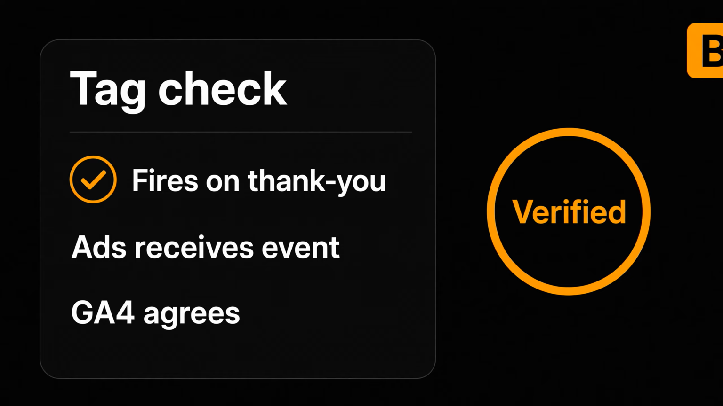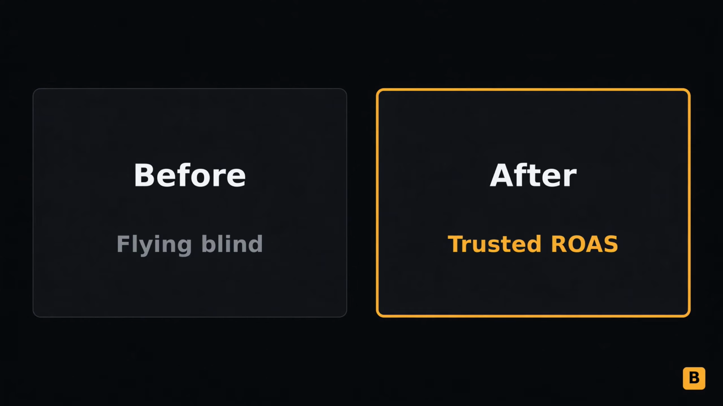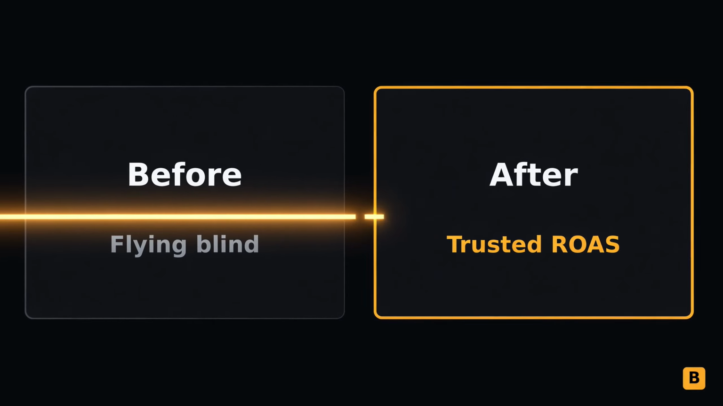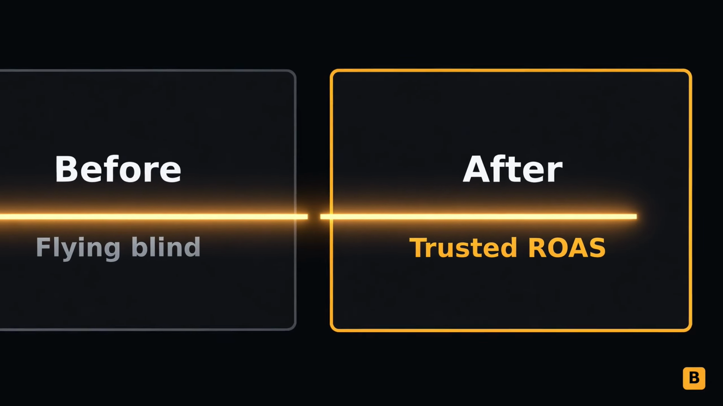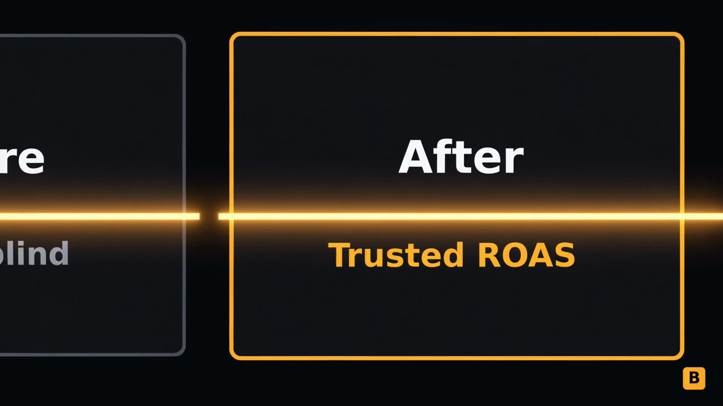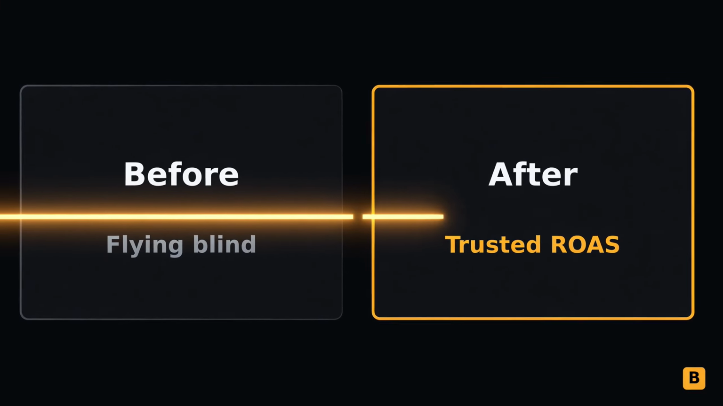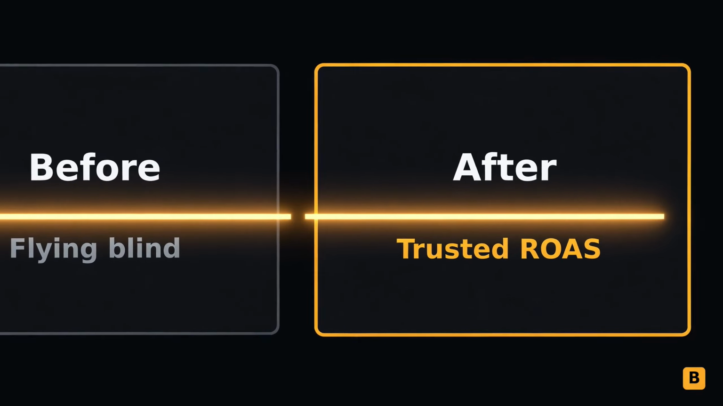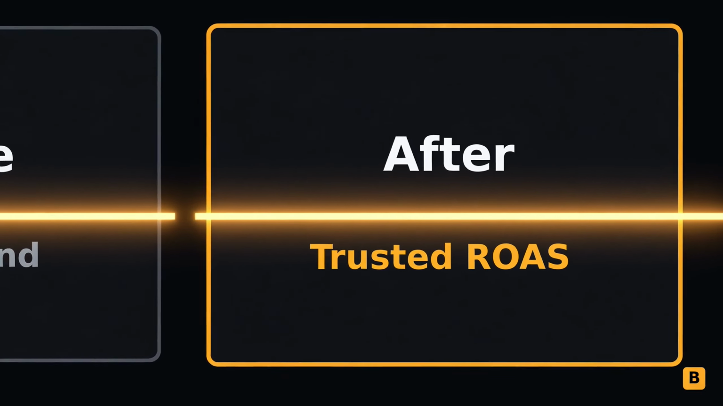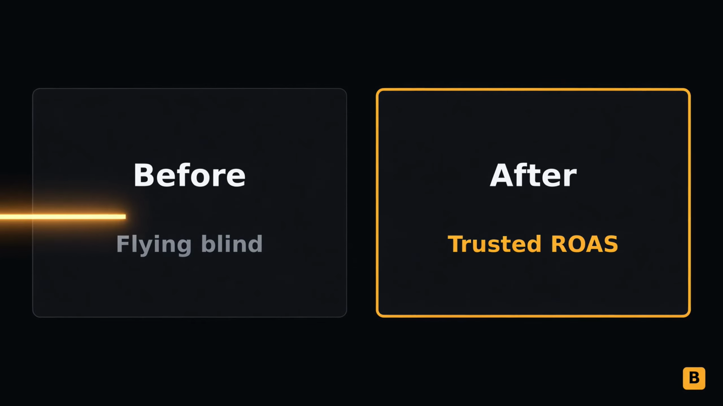Once GA4 feeds the agent and the tag is solid, daily questions get short. What wasted spend appeared overnight? Which CPA moved? Where events dropped? You stop flying blind on ROAS because the conversion signal and the anomaly path share one source of truth. That is the operating rhythm this setup is built for.